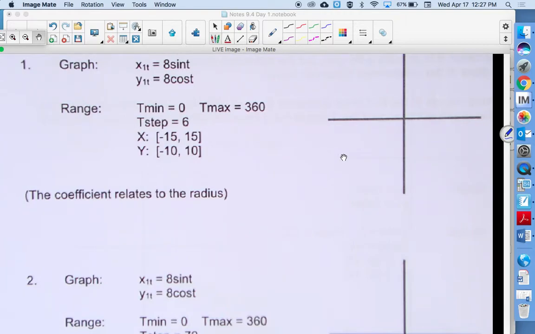So when you're making your T chart, if we made a T chart up here instead of t, you would have 0, pi over 2. That's fine. 3 pi over 2.